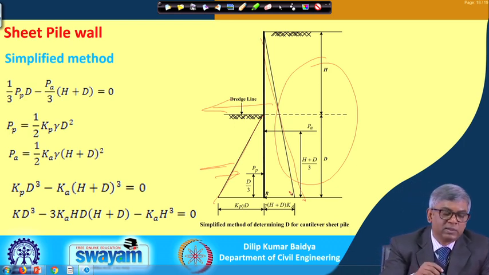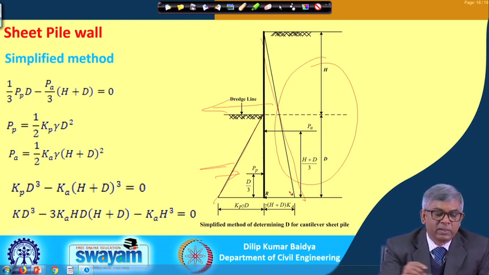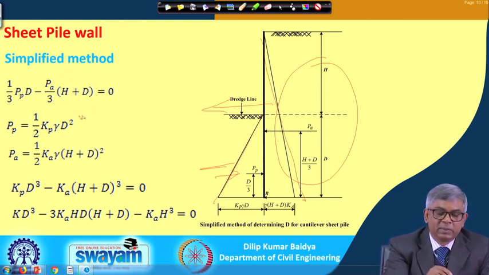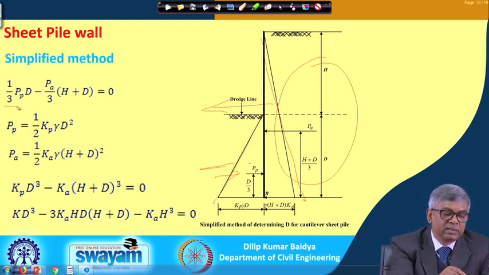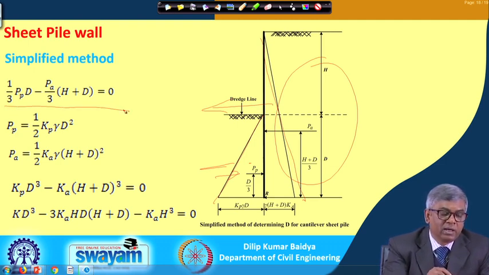If I take this way, then your calculation will be very simple. Based on this you can see here it is done. That means, if I do the simplified method, this pressure and this pressure must be equal. If you do that, then you can get this equation, and then Pa is this and Pp is this and Pa is this.